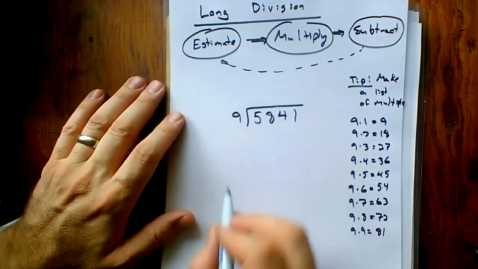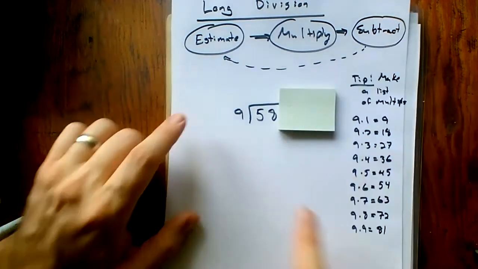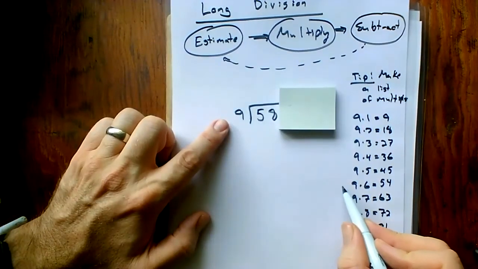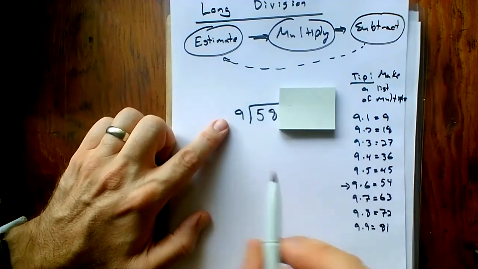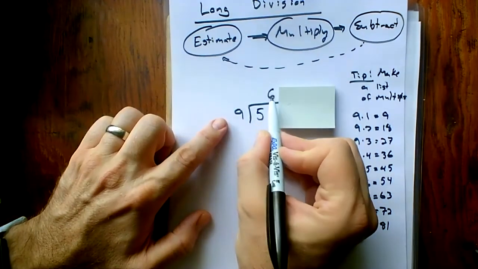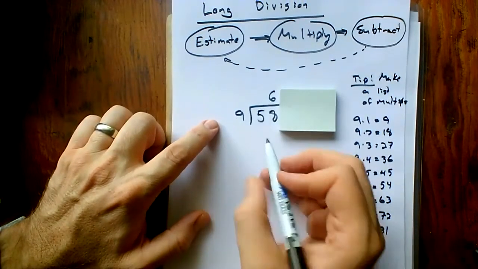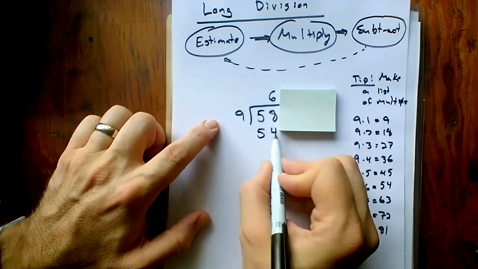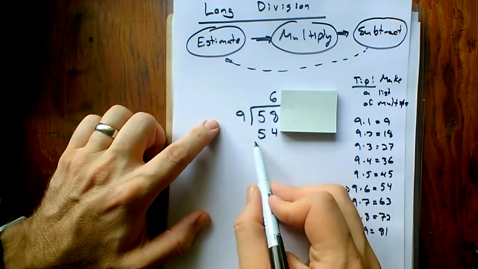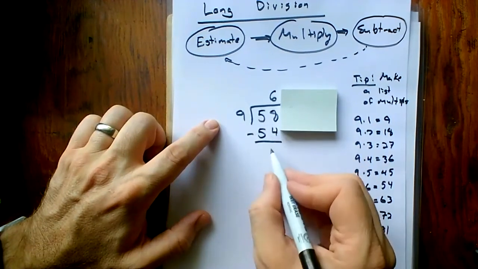The other thing that you're going to do is look for some multiple of 9 that is just less than 58. So I'm going to look at that and I see 54. What we're going to want to do is line up the place value. So 6 goes here, so we're estimating. 6 times 9 is 54. That's the multiplying. And now we subtract. 58 minus 54 is going to be a 4.